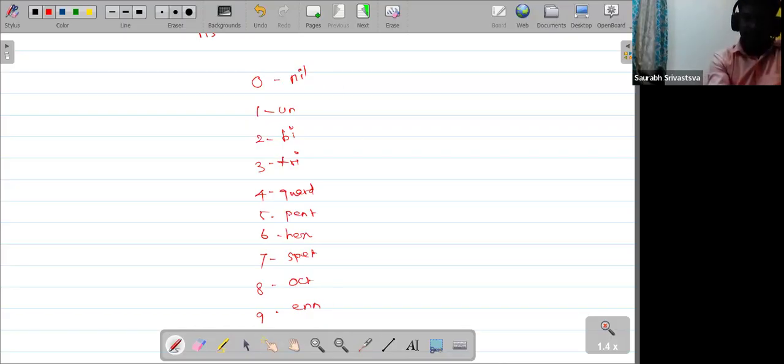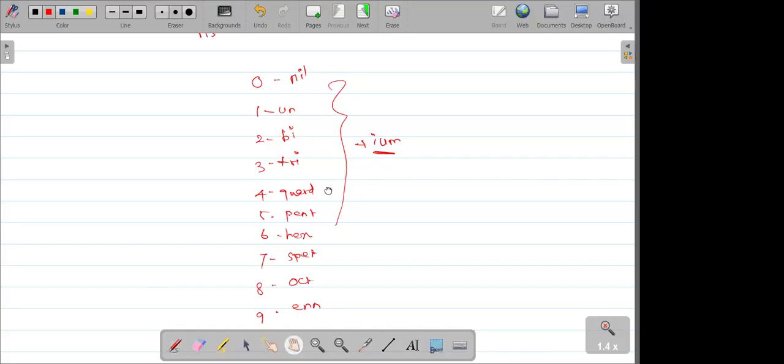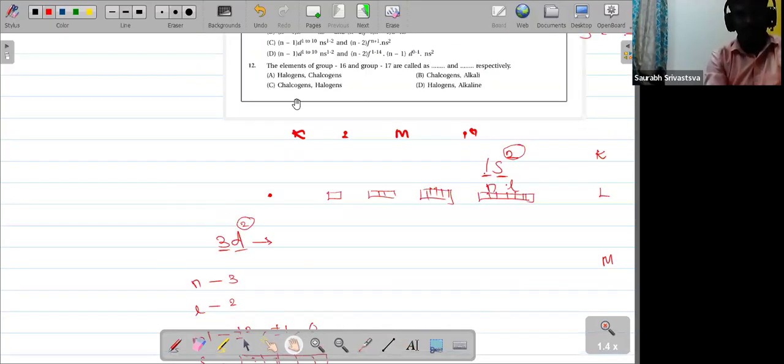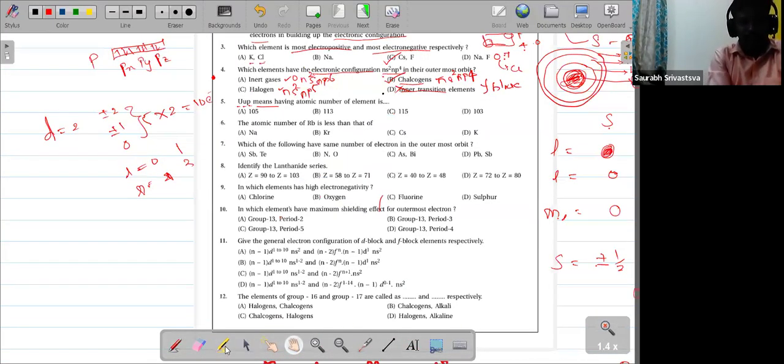The last suffix, after completing the number, we should add I-U-M. This one we should add as a suffix. Clear? Now we are going for the element. And here U they give. U means un. That means 1.